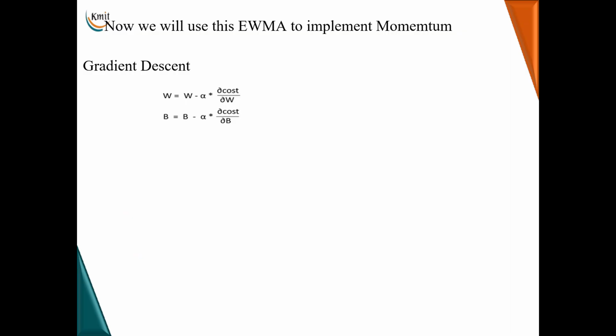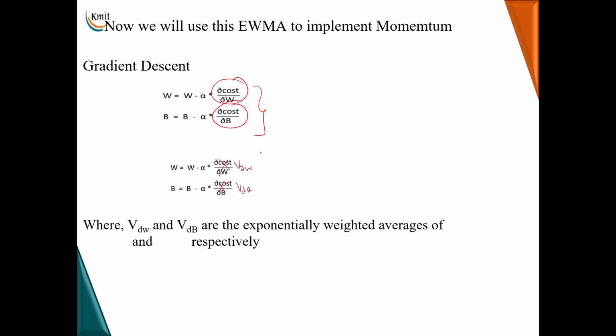So how do we use this to implement momentum? This is the equation of weight updation and bias updation in gradient descent. I will replace these two gradients with VdW and Vdb, where VdW and Vdb are the exponentially weighted averages of the gradient of cost with respect to weight and the gradient of cost with respect to bias, respectively. So when I have a zigzag updation of weights, I take these points and find the moving average of these zigzag points so that I get a smoother curve, using the equation we discussed in the previous slide.